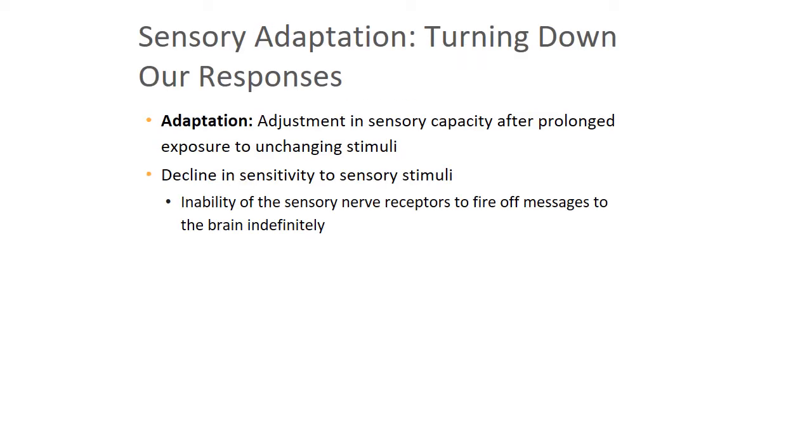Our next topic is sensory adaptation, turning down our responses. Adaptation: adjustment in sensory capacity after prolonged exposure to unchanging stimuli. A decline in sensitivity to sensory stimuli. So basically, it is an inability of the sensory nerve receptors to fire off messages to the brain indefinitely. So I'm going to give you some examples of sensory adaptation.